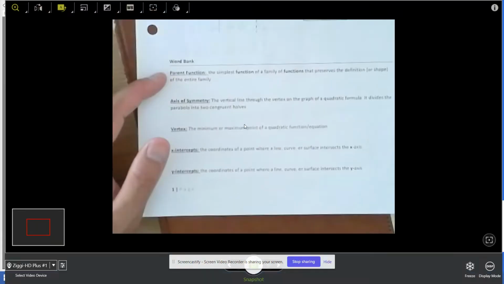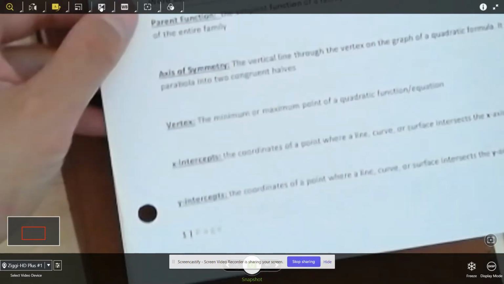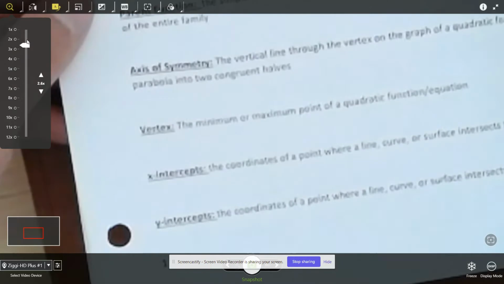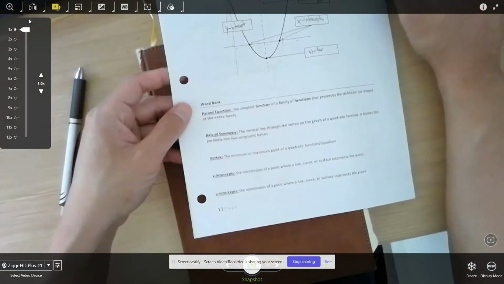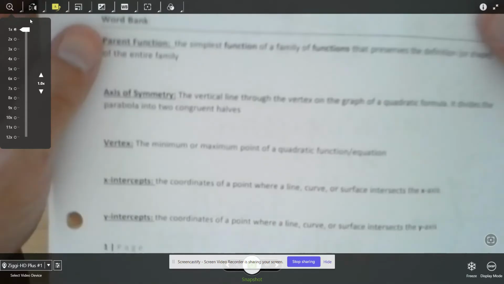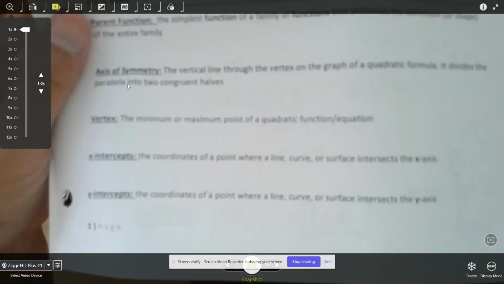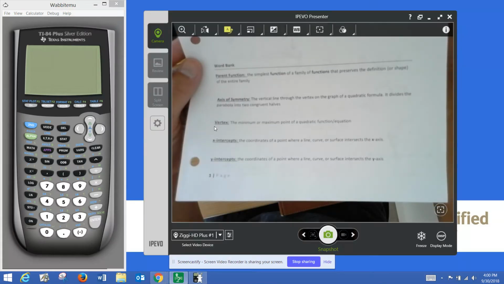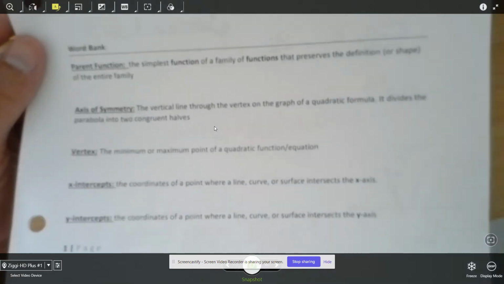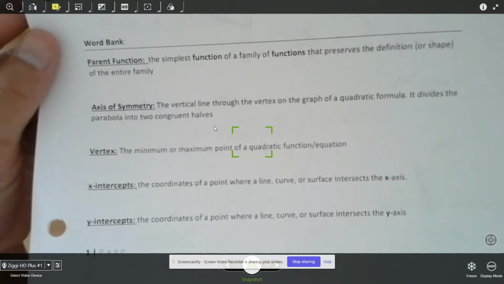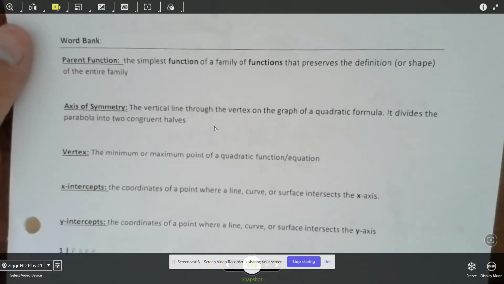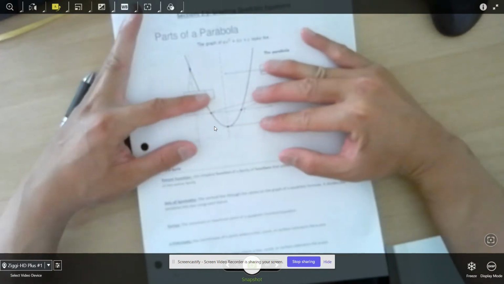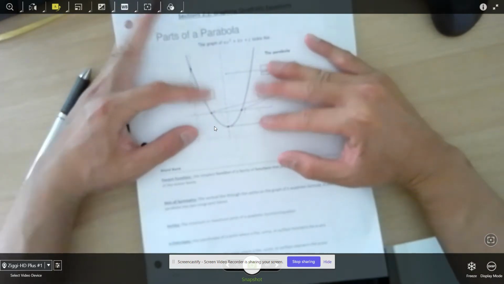I know it's kind of hard to see, so let me zoom out to normal resolution here. Again, I really implore that you have this printout printed out. The word bank has parent function, axis of symmetry, vertex, x-intercepts, and y-intercepts. If you fill in the blanks, this is what you should have gotten.